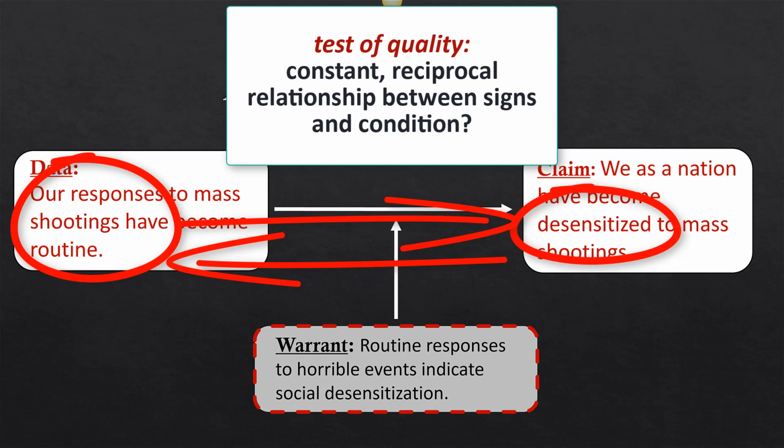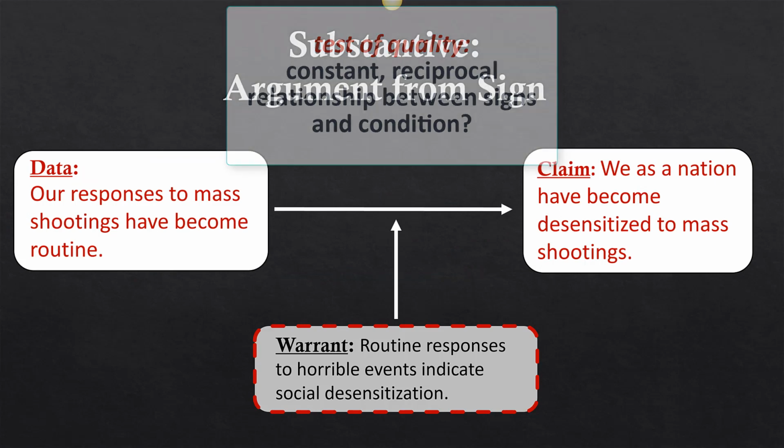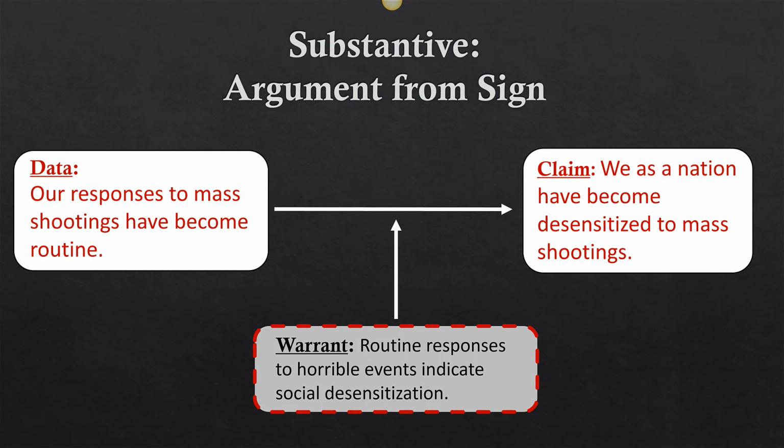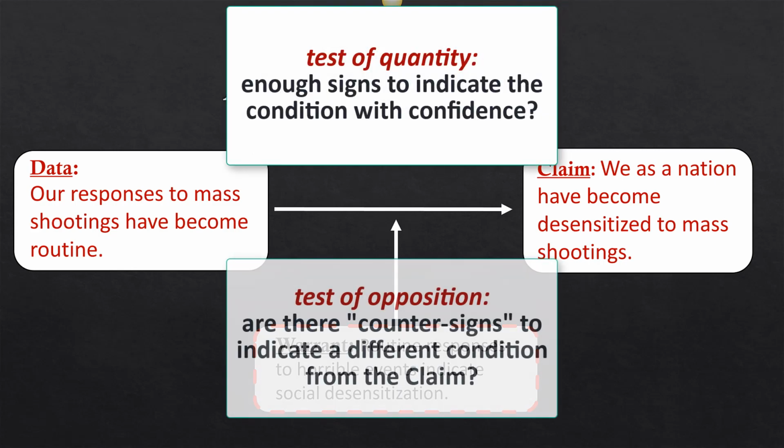When we're numbed, when we're desensitized, when we're not really reacting in strong ways to things, we can behave in a way that is routine and patterned. We don't do things out of the ordinary because we're not having an out of the ordinary reaction to these events. So on that level, it makes sense. However, even though the test of quality might be okay in this instance, we have to apply the test of quantity and the test of opposition. Do we have enough clues to go on? And are there any countersigns in the opposite direction?